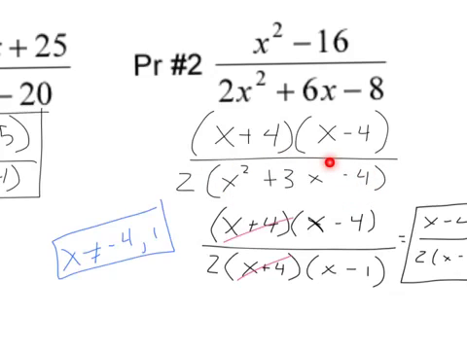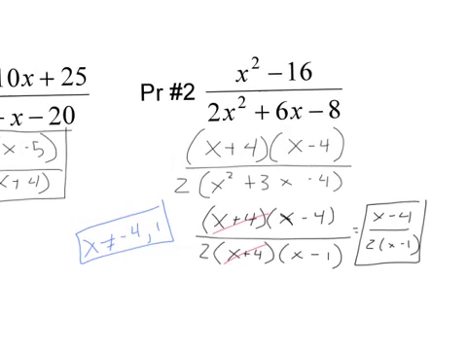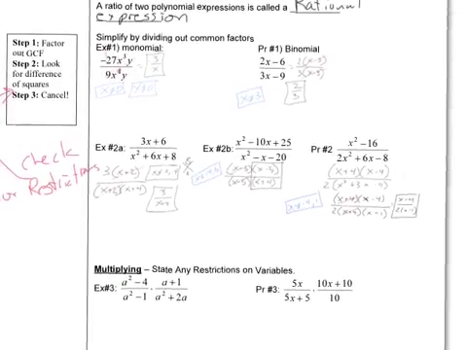I can do negative 1 and positive 4. Negative 1 times 4 is negative 4, and negative 1 plus 4 is positive 3. So I factor that out. Here's my restrictions. X can't equal negative 4, and it can't equal positive 1. Cancel them out, and I'm left with x minus 4 over 2 times x minus 1. And that's it. So that's just simplifying.